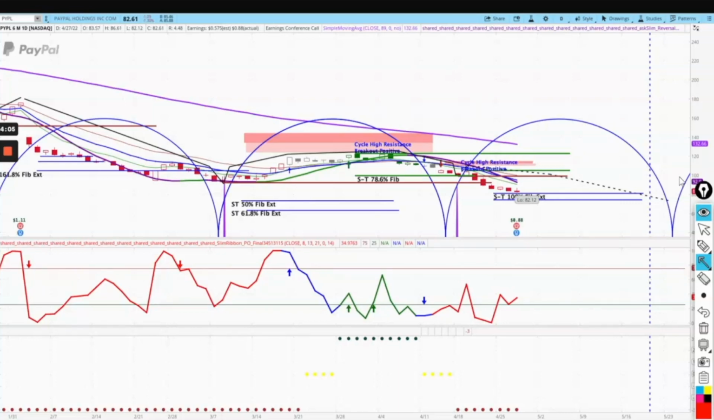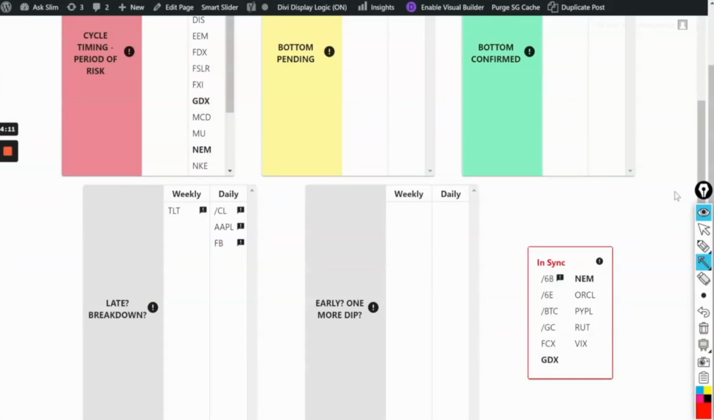Let's now go to the Cycle Low Timing Tracker and see how it calls our members' attention to the opportunity. So this is the in sync box on the cycle low timing tracker, and all the symbols in here are symbols from our focus list that have current daily cycles that are in sync with their weekly cycle timing windows. And here is PayPal.